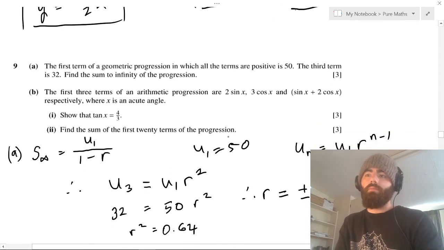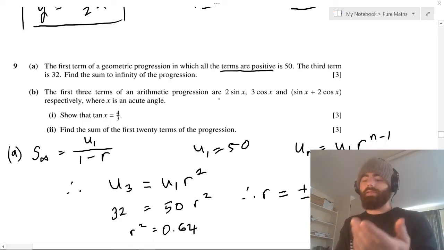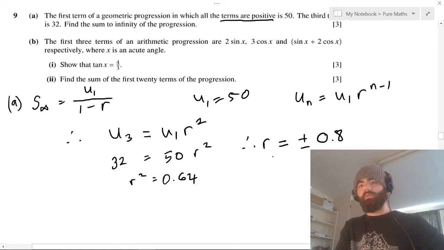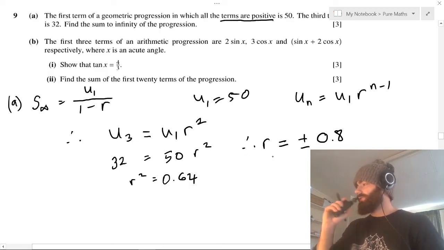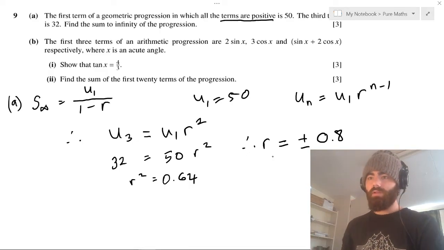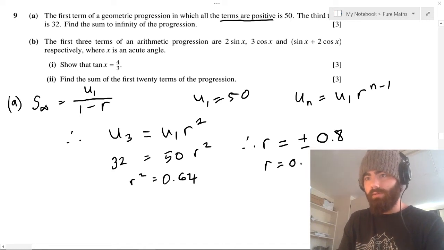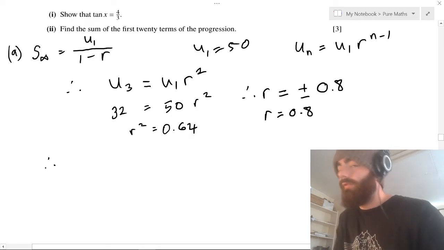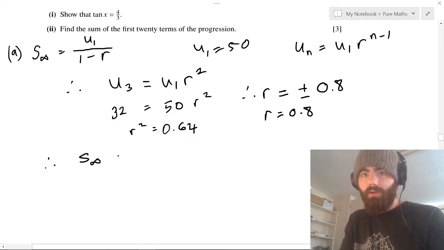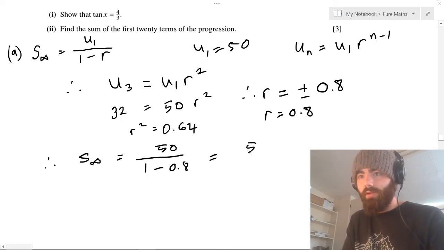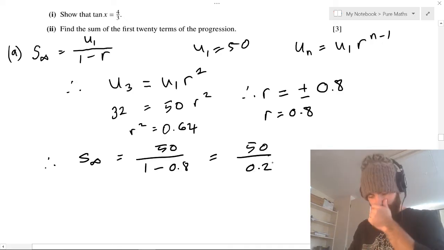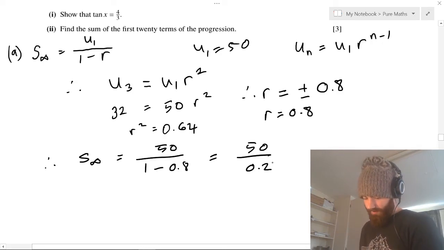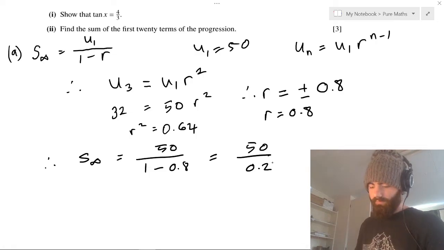But our r can't be minus 0.8 because all of the terms are positive. So r has to be positive as well. Otherwise it would just fluctuate between positive and negative, but we want all the terms to be positive. So our r is in fact 0.8. Therefore we can find our sum to infinity, which is going to be 50 divided by 1 minus 0.8, which is 50 divided by 0.2. 50 divided by 0.2 is 250.